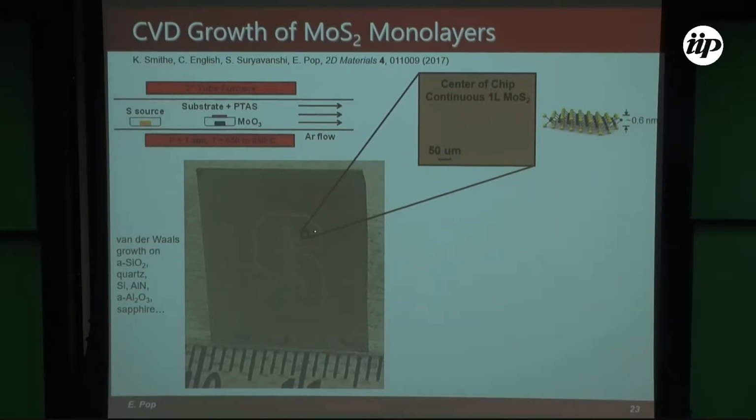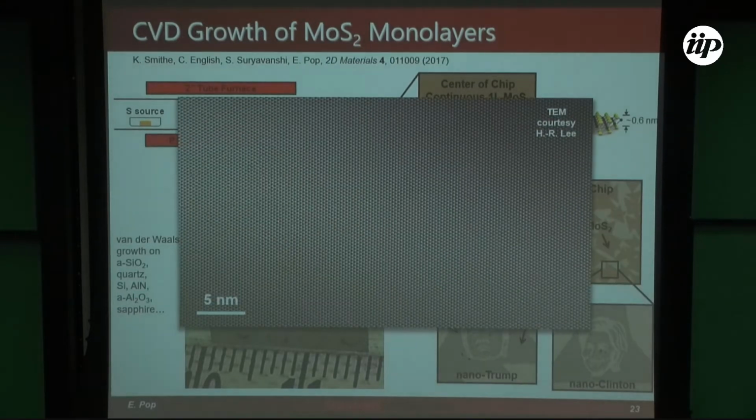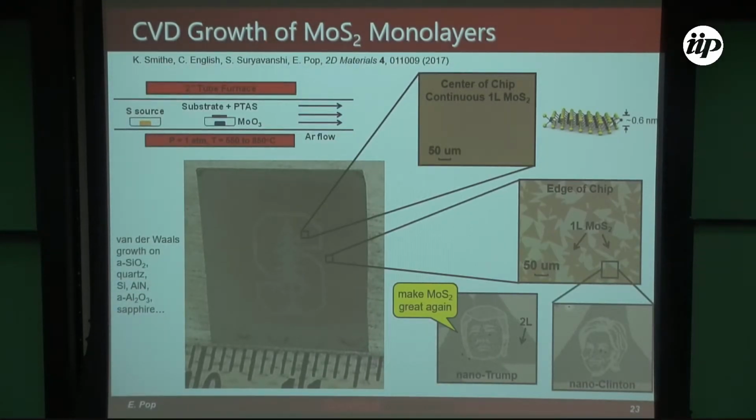In the middle of the chip, it looks boring. Good boring, right? This is a good kind of boring. You don't see any features. You don't see really anything in there. But if you look at the edges of the chip, I'll be honest with you, our growths are not continuous. However, you can still see the size of the growths, right?